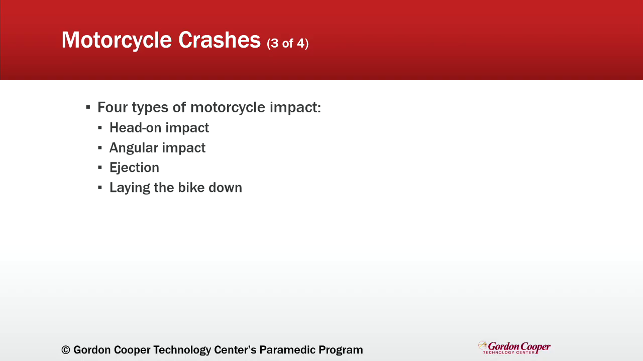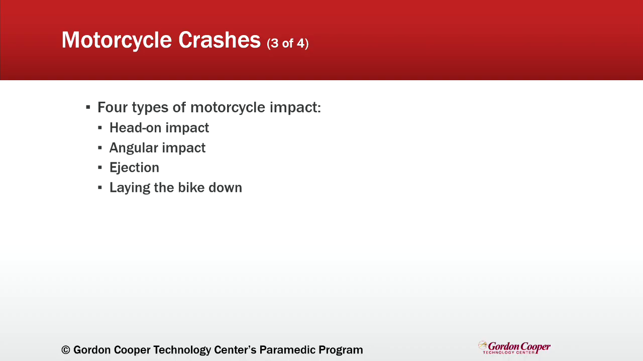Angular impacts happen when the motorcycle hits an object or vehicle at an angle, crushing the rider's lower extremity between the bike and the object. Injuries from angular impacts can include severe open comminuted leg fractures, traumatic amputations, thoracico-abdominal torsion, lateral spine injuries, head trauma, and even pelvic injuries.